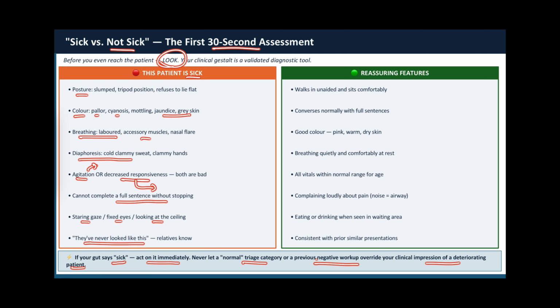And then, opposite to them, the reassuring features. A useful habit is to ask yourself, if I leave this patient alone for the next 30 minutes, would they still be okay? If the answer is no, or even maybe, then give your immediate attention.